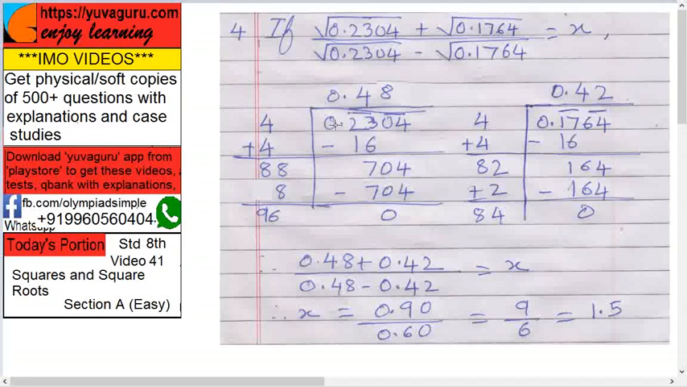Division method. 0.2304, okay, groups of 2 to each. So 4, first is 0, 0 point as it is, then 4 4s are 16, 7 remains, 0 4, then 88, 8, then 8 8s are 96, and 8 8s are 88 into 8, 704, and then 0. So 0.48 is the square root.